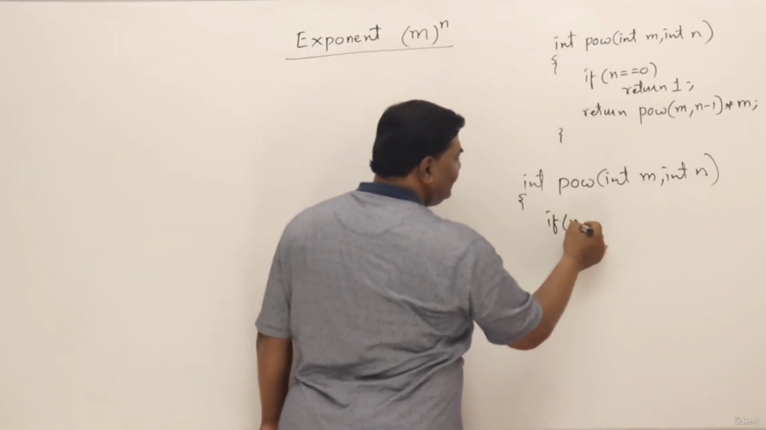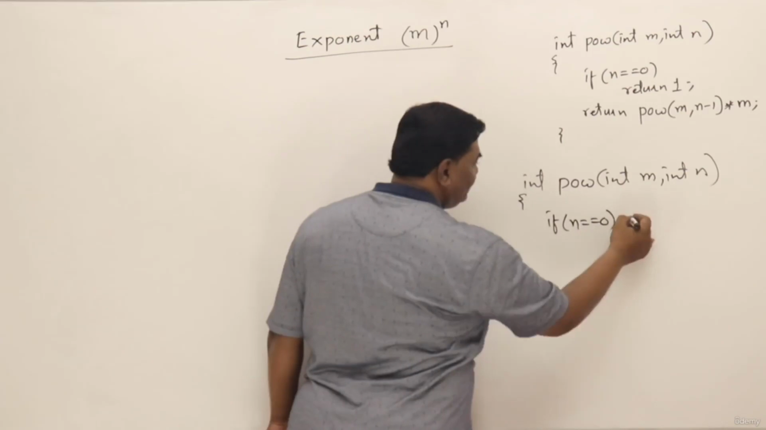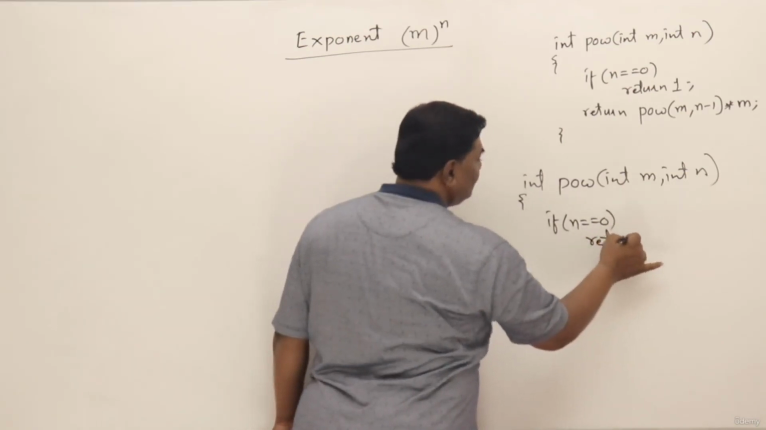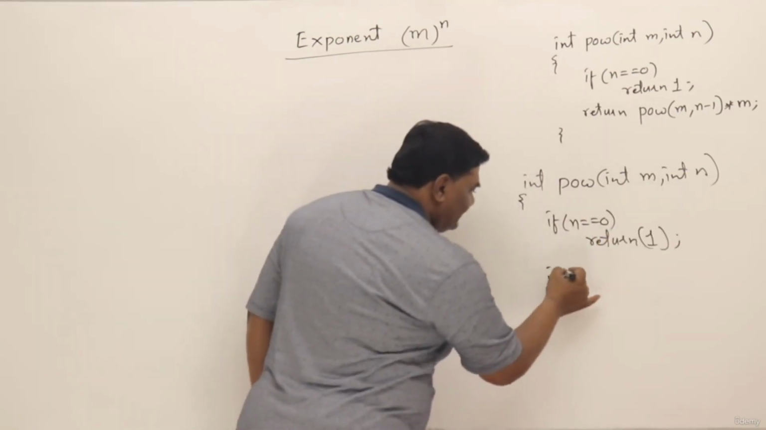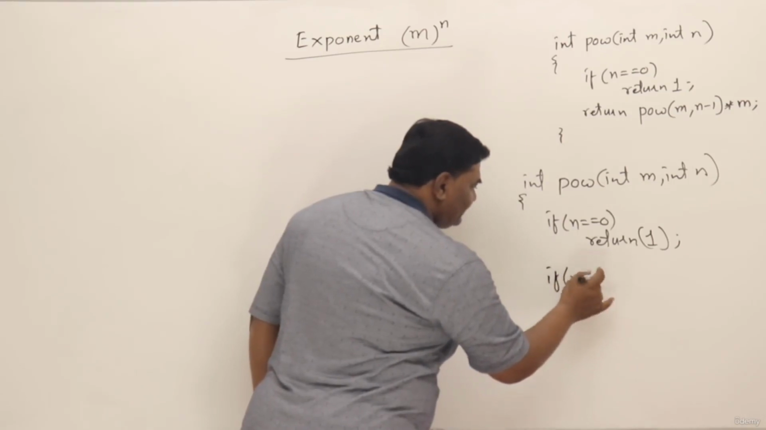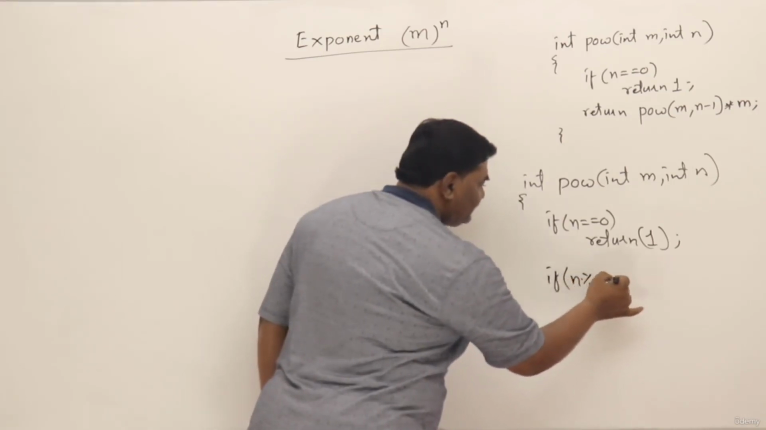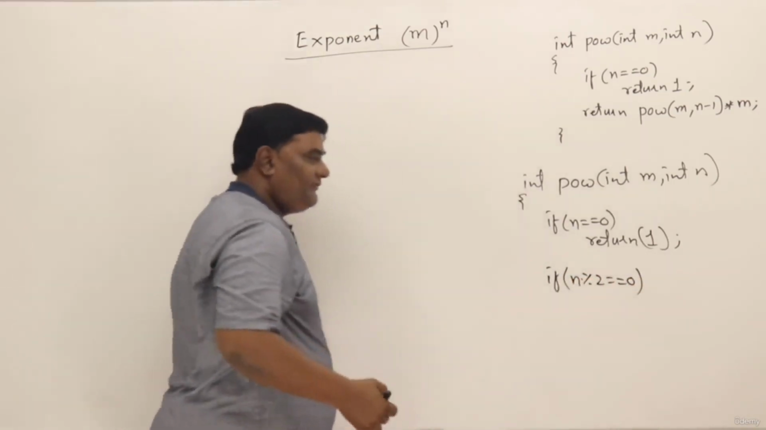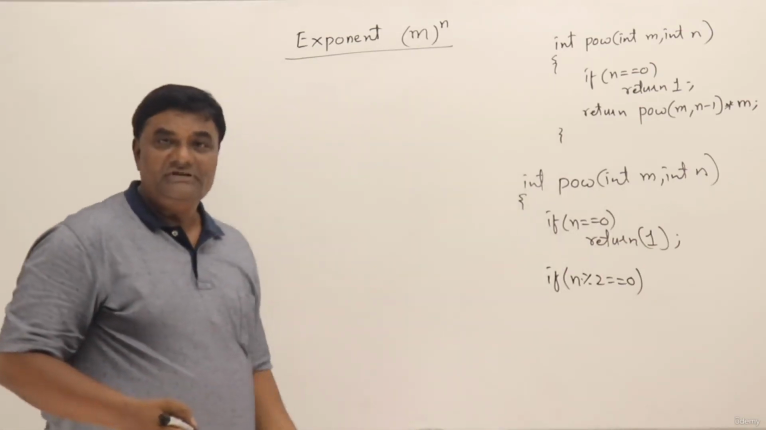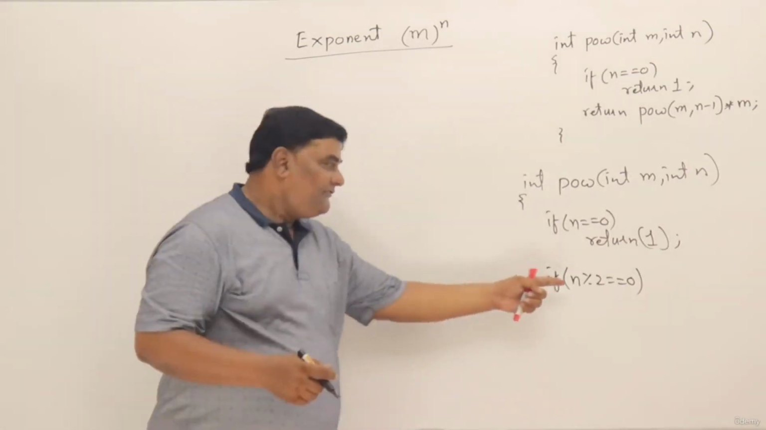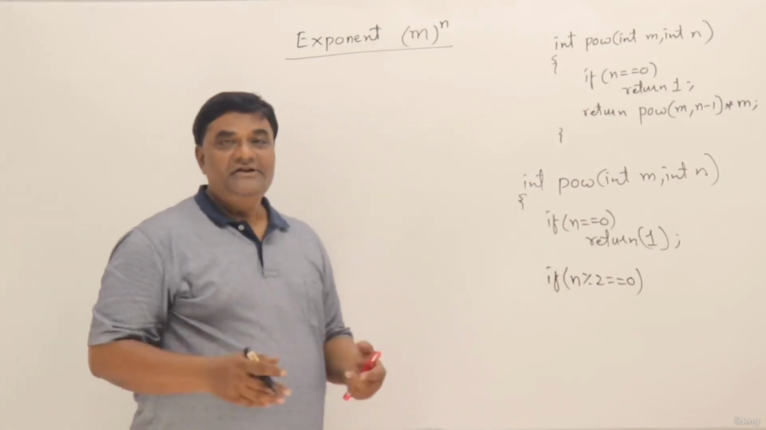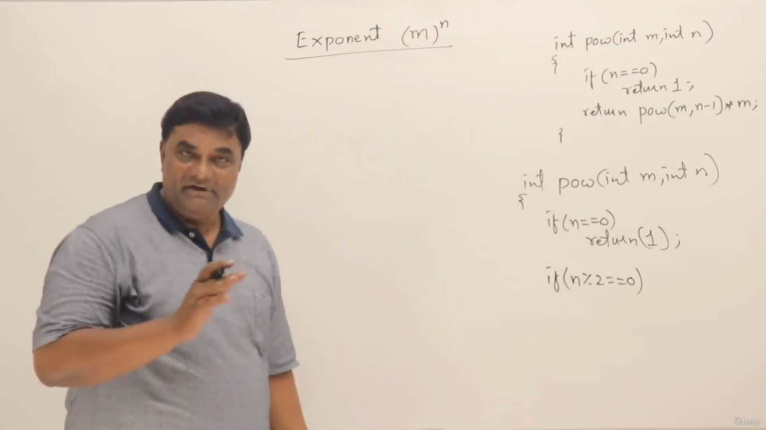First of all, if n is equal to 0, then return 1. Now next check if n is even. If n mod 2 is equal to 0, it means the number is even. If the power is even, then I can reduce the power by dividing it by 2.